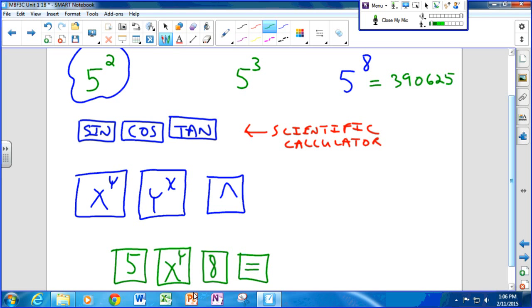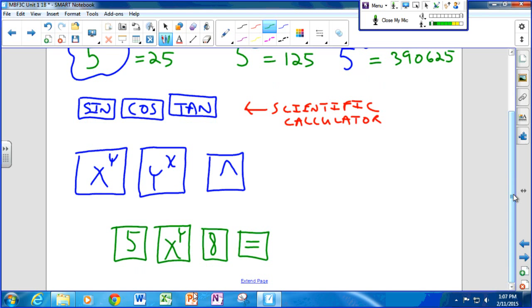390,625. Okay, so there you go. So that's what it is. And then you can calculate powers from here on out, right? You know that 5 to the power 2 is going to be equal to 25, and 5 to the power 3 should be 125, we'll double check that. Okay. So now you know how to calculate powers.